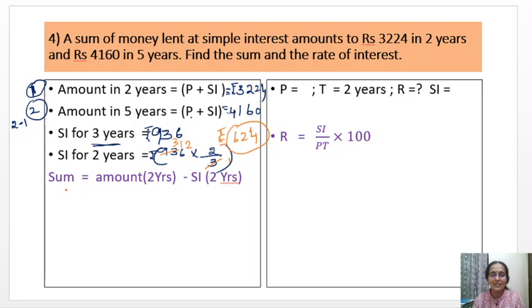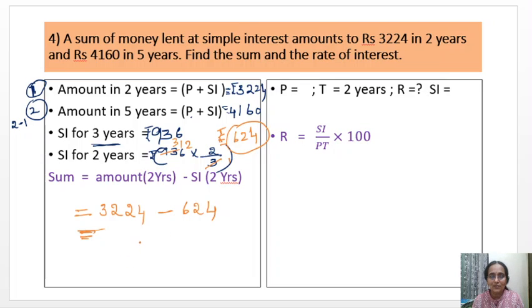Now, how will you get the sum? You know the amount for 2 years, it is rupees 3,224. You have found out the simple interest for 2 years. That is the purpose of finding the simple interest for 2 years. You will get the principal amount when you subtract the simple interest for 2 years from the amount for 2 years.